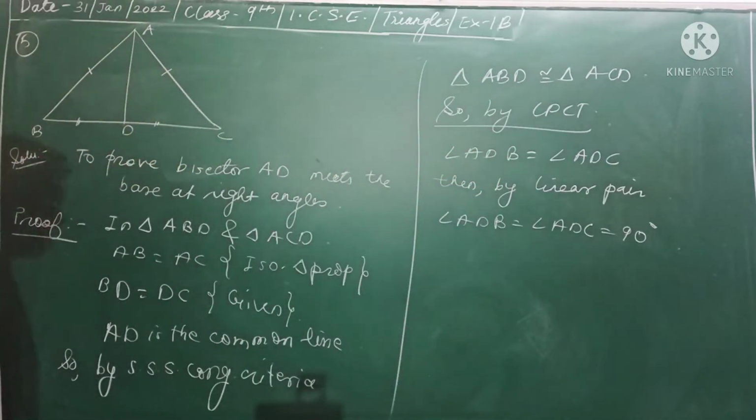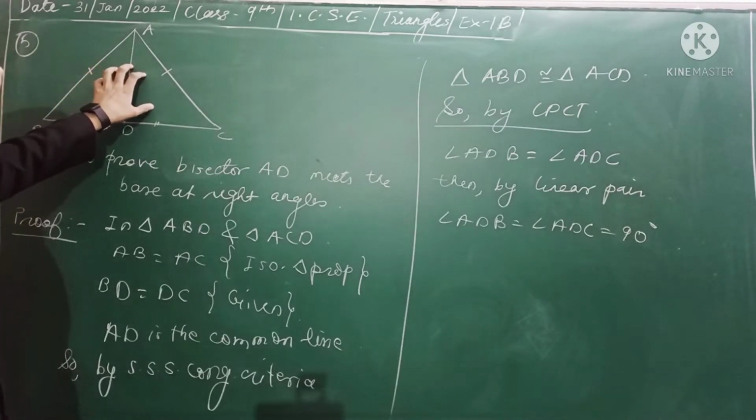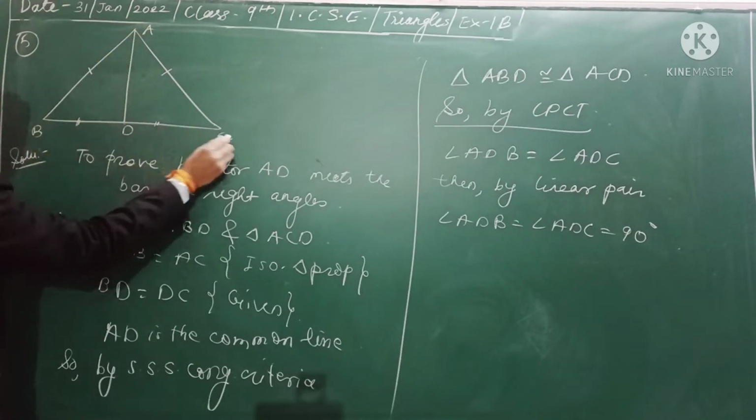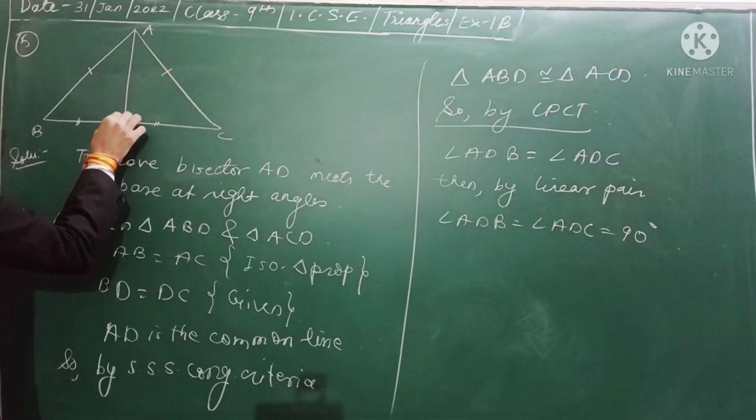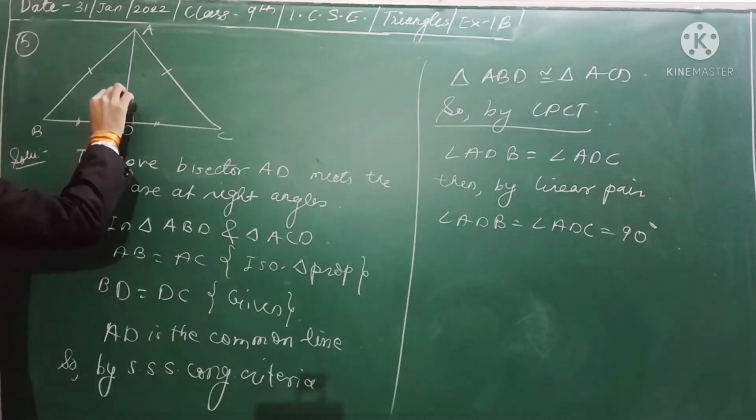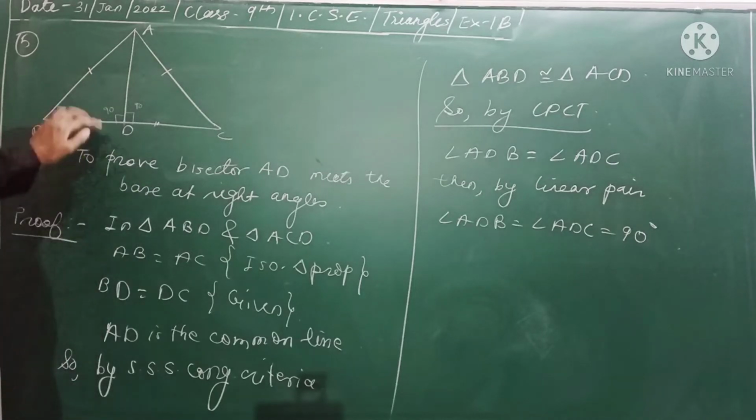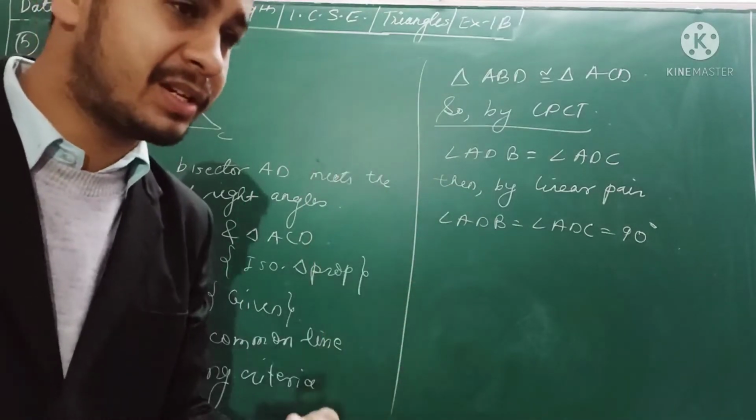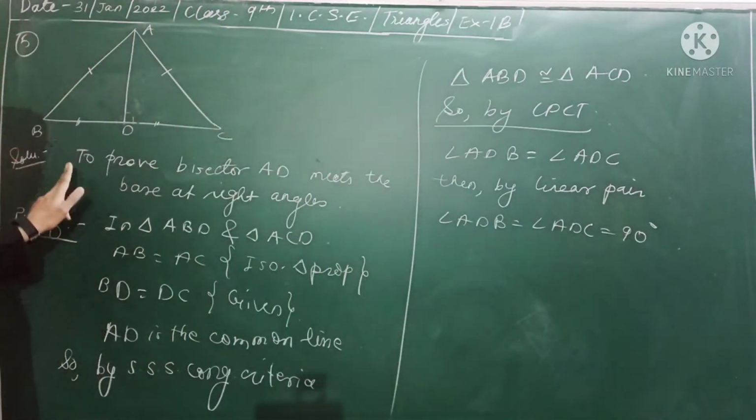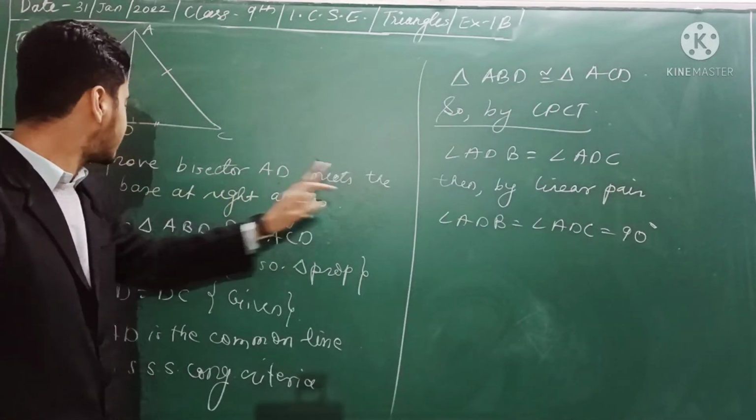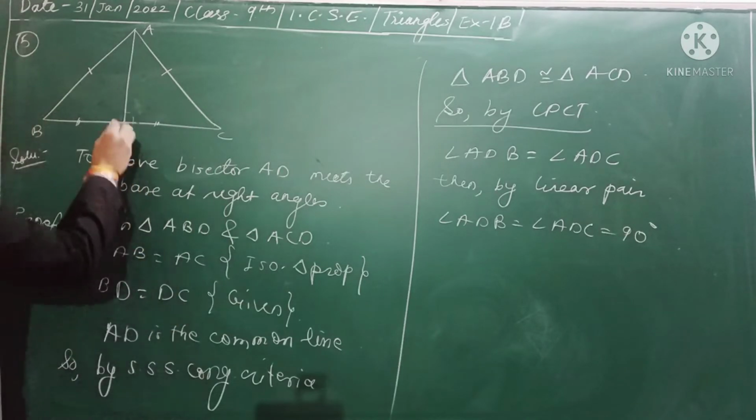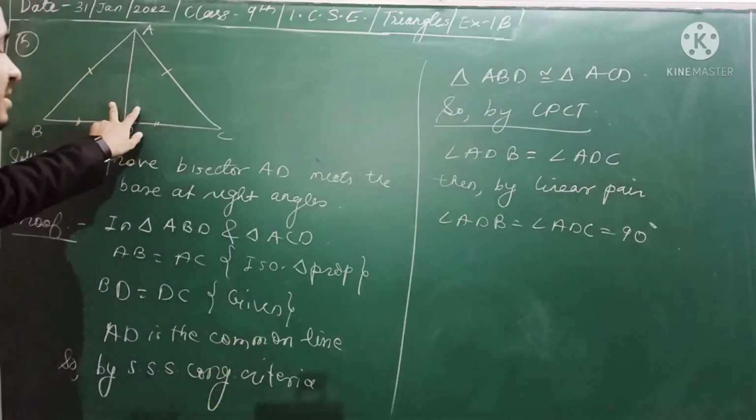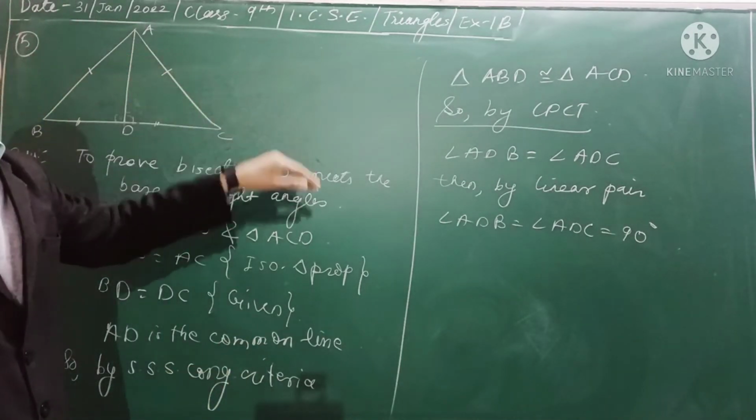So try to understand question number 5. This is the isosceles triangle. They are asking you to prove that if you draw a line from vertex A, and it bisects the base BC, then it makes a right angle. That means these two angles are 90 degrees. This is to be proved. Very easy, with the help of congruency criteria and the property of the isosceles triangle. These two will help us to prove it. So to prove: bisector AD meets the base at a right angle, that means these two angles are 90 degrees. I already told you this property when we were doing the introduction of this exercise.